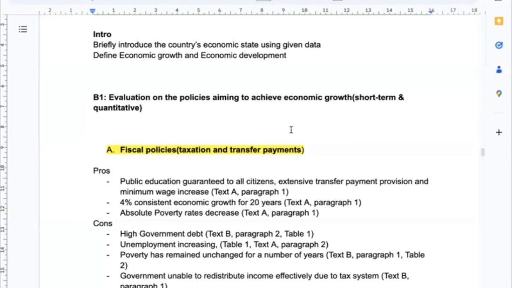However, as a result of the policies, high government debt accumulated, and despite the policies, unemployment rate is increasing, and the poverty has remained unchanged for a number of years. Also, the government is unable to redistribute income effectively due to the regressive tax system, and the social programs are not reaching the very poor.